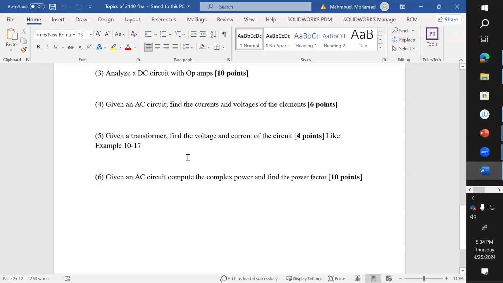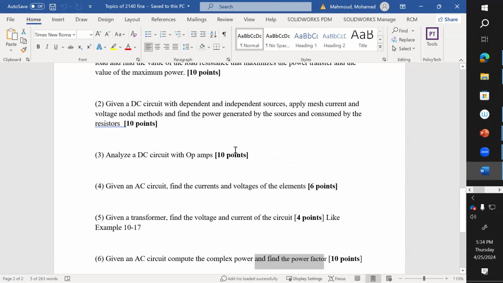The last thing, I will give you a very simple AC circuit. I will ask you to calculate the complex power, as I explained, and also to find the power factor. You have a lot of examples. You have different formulas I gave to you to calculate the complex power and also the power factor.